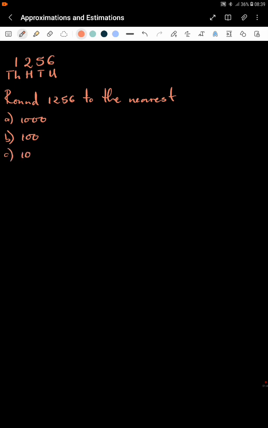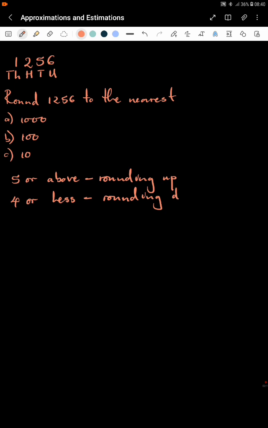So the digit that determines whether you are rounding up or rounding down, if it is equal to 5 or above, it means you are rounding up. If the digit is 4 or less, it means you are rounding down.